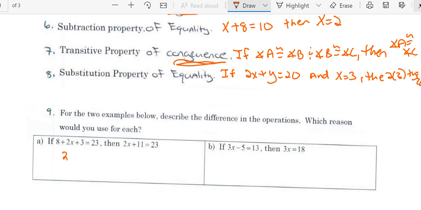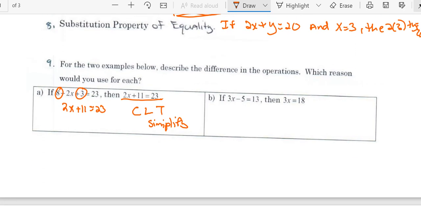This one's going to be the 2x plus 11 equals 23. To get that, you're combining these. So that's CLT. Simplify either one of those. But for B over here, what you're doing is adding 5 to both sides of the equation. When you're doing something to both sides of the equation, that's when it's one of the properties of equality. And this is the addition property of equality.